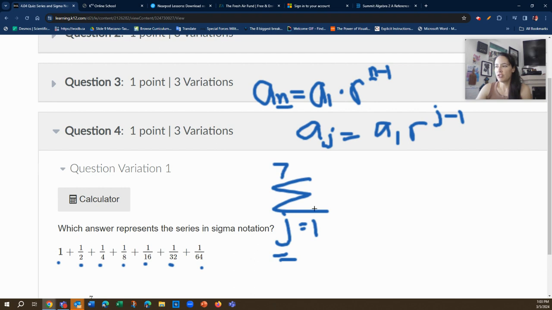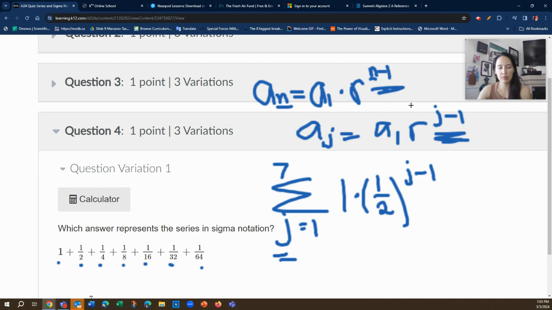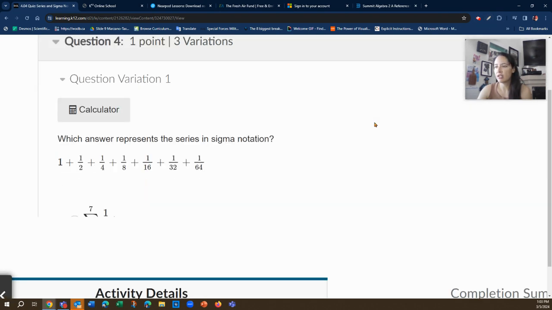All right, so what's our first term? It's 1, so 1 times, what's our common ratio? 1/2. What is our index? J minus 1, because that's the explicit formula. That's the explicit formula. Let's go take a look.